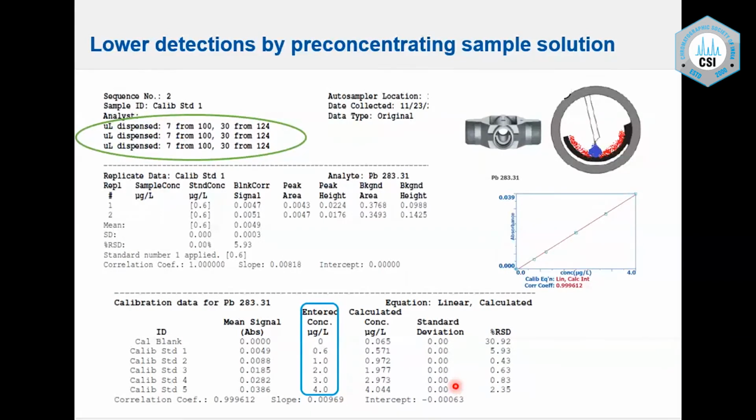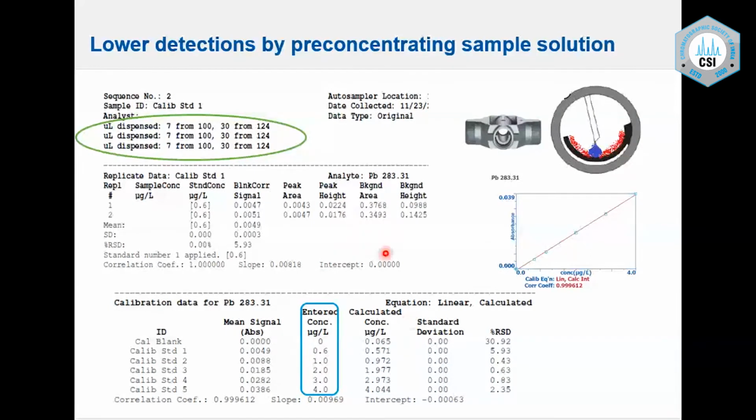Here I have just given examples like mercury. In drinking water, the mercury limit is 1 ppb, and the lead limit is 10 ppb. When you are working with a graphite furnace, sometimes you may not be able to achieve that detection limit, so you may have to go for ICP-MS so that you can work at ppt-level concentration.